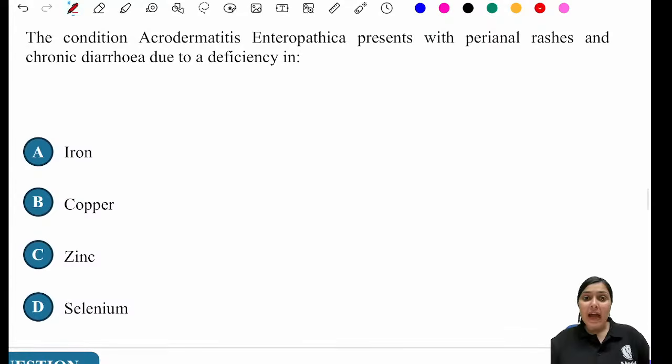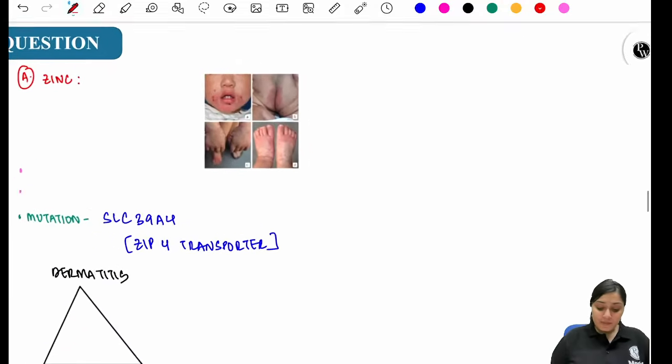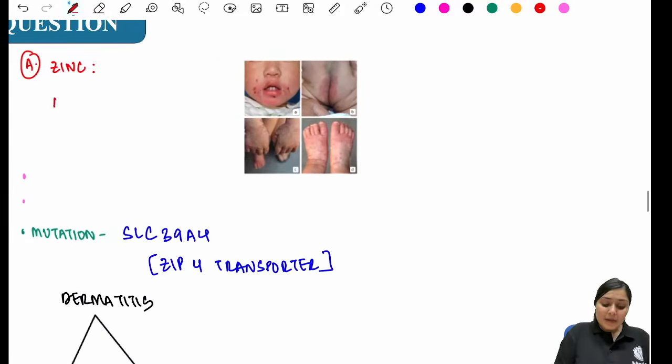The condition acrodermatitis enteropathica, which presents with perianal rashes and chronic diarrhea, is due to the deficiency of iron, copper, zinc, or selenium. What is the correct answer? Yes, it's zinc. What is acrodermatitis enteropathica? It is caused by zinc deficiency.